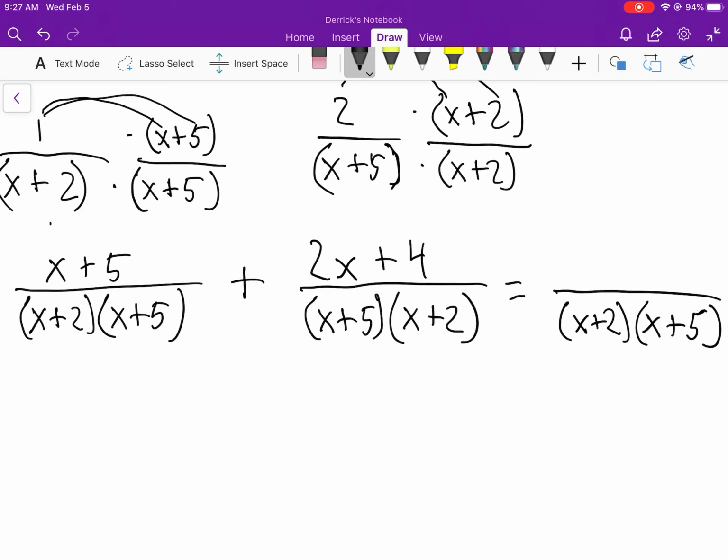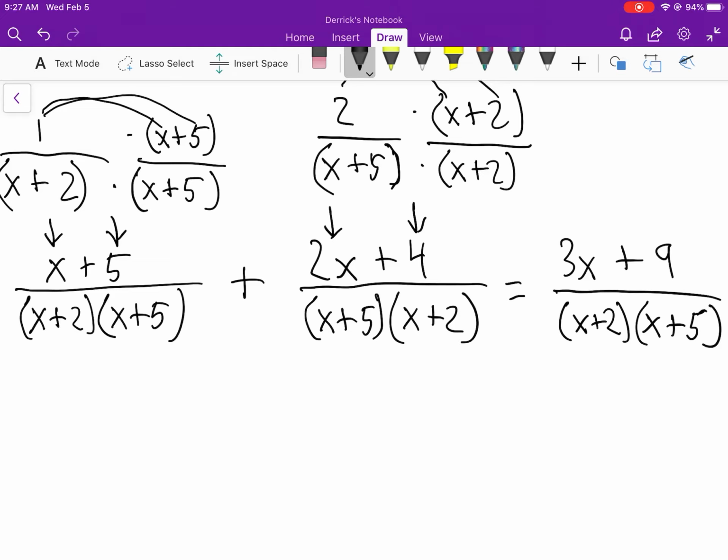So, I have an x and a 2x. x plus 2x would be 3x. I have a 5 and I have a 4. 5 plus 4 would be 9. You could say that's a final answer.